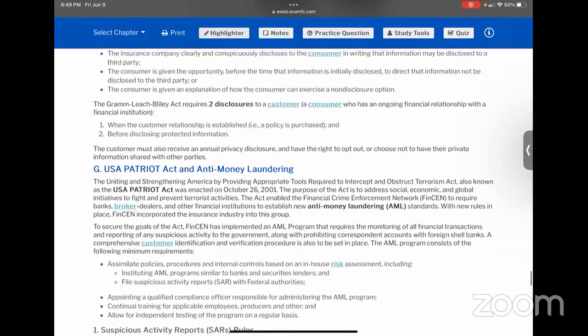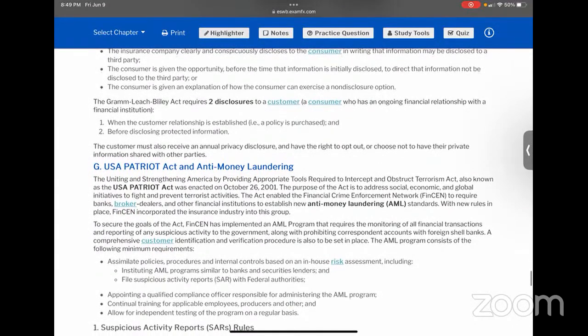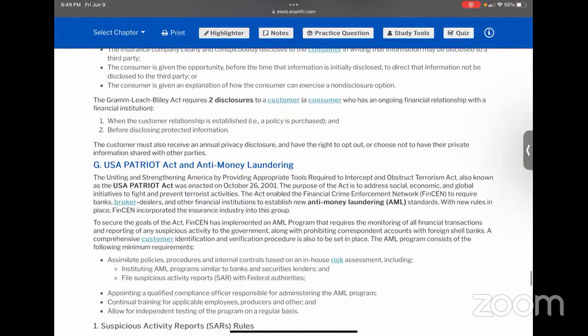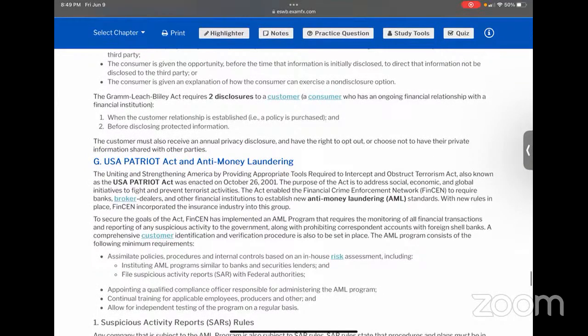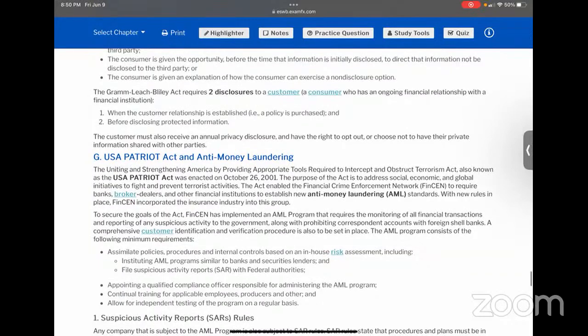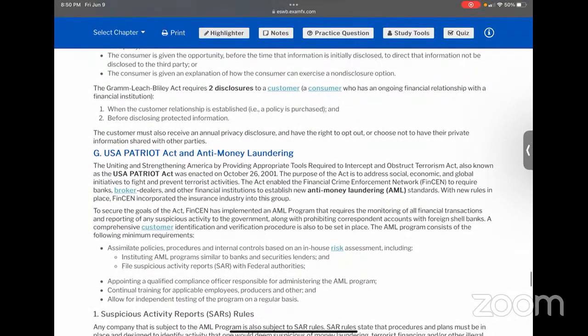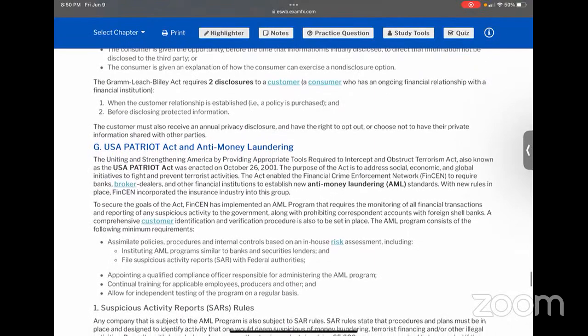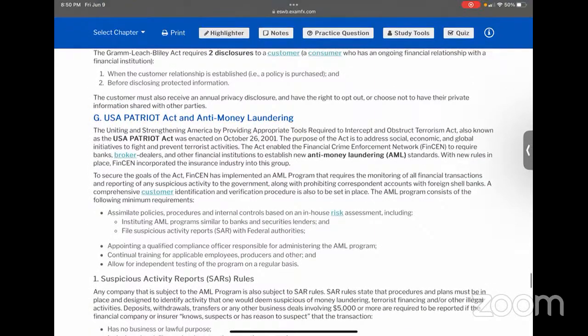The Gramm-Leach-Bliley Act requires two disclosures to a customer who has an ongoing financial relationship with the financial institution: one, when the consumer relationship is established, so when the policy is purchased, and two, before disclosing protected information. The customer must also receive an annual privacy disclosure and have the right to opt out, or choose to not have their private information shared with other parties.